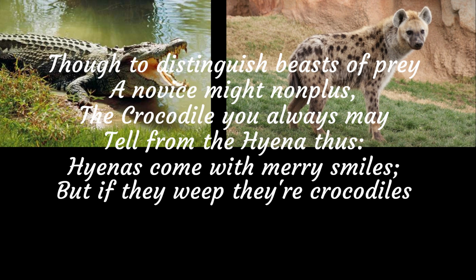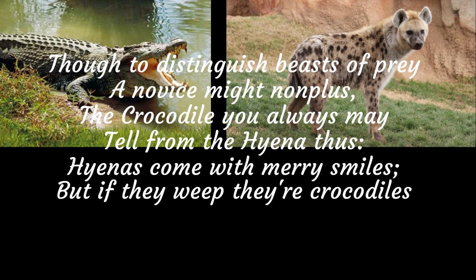A novice might nonplus. A novice is a person who is new to something. So, she says for a new person, it might be confusing. Nonplus is confused, to distinguish between the animals of prey. So she's giving a hint here. She says the crocodile you always may, even if one gets confused between a crocodile and a hyena, one may always tell, may differentiate a hyena from crocodile. And how is that? He says hyenas come with merry smiles, but if they weep, they are crocodiles.